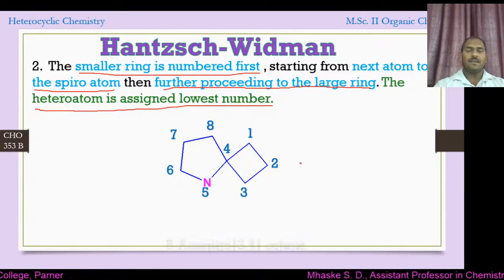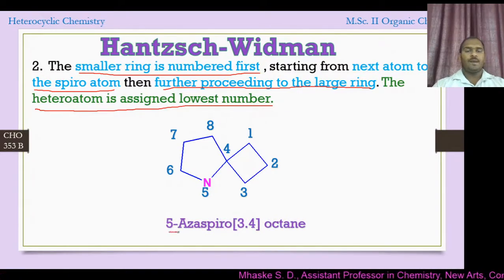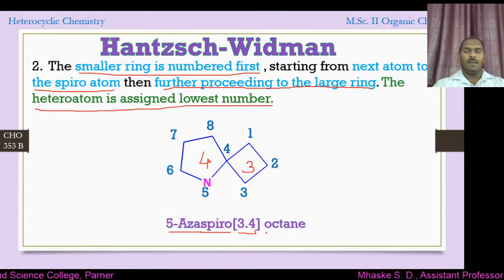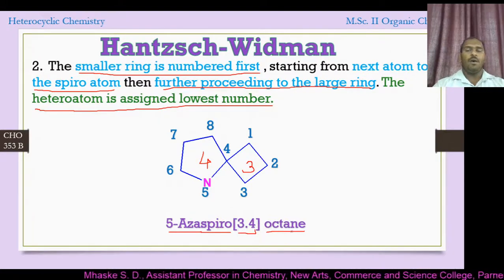So let's consider the name of this compound. 5-aza, spiro. 3 from this, 4 from this. So in the square bracket 3.4. We do not consider the common atom, and in total there are 8 atoms, therefore octane is the parent. So the name of the compound is 5-azaspiro[3.4]octane. That is the name of the compound. So that is the second rule.